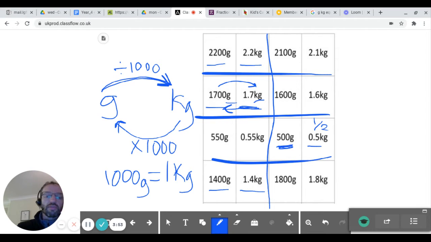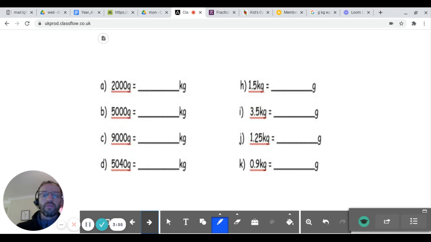Right, just have a look at those. Have a go at these. You're converting the grams into kilograms on this side, so you're going to have to divide by 1,000 to find your answer. And on this side, you've been given the kilograms, so to convert those into grams, that's right, you multiply by 1,000. Pause the video and have a go now.